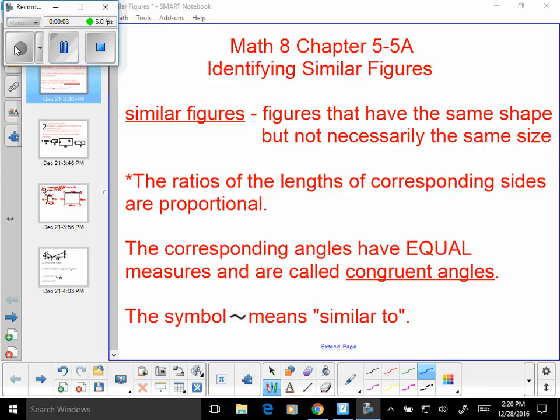Welcome back to Chapter 5, and this is Lesson 5.5a, Identifying Similar Figures. Similar figures means that the figures have the same shape, but not necessarily the same size.